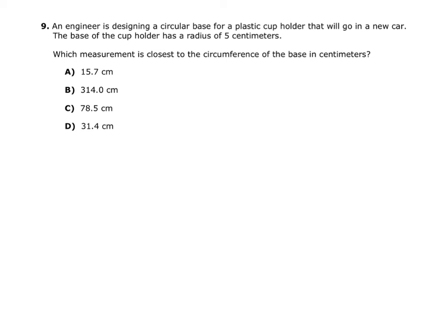Number 9 says an engineer is designing a circular base for a plastic cup holder that will go in a new car. The base of the cup holder has a radius of 5 centimeters. Which measurement is closest to the circumference, very important, of the base in centimeters? Up here, an important part is radius. Now, I'm a picture person, so I'm going to draw a circle, and we know radius is halfway across the circle through the middle. Okay, so now we can continue on.